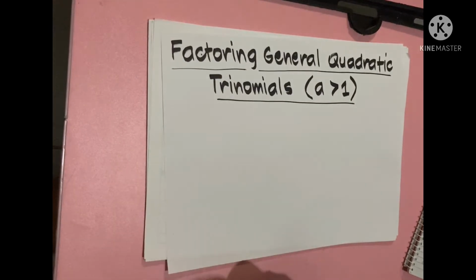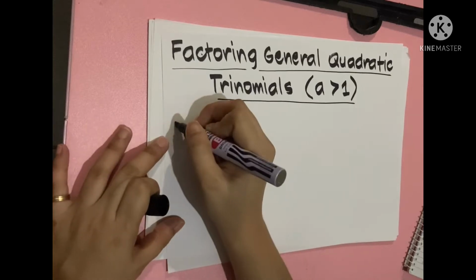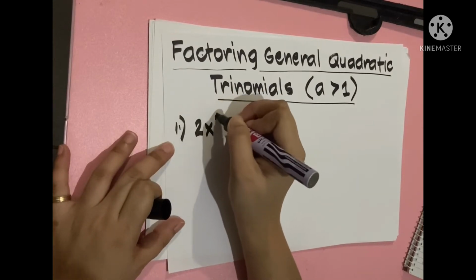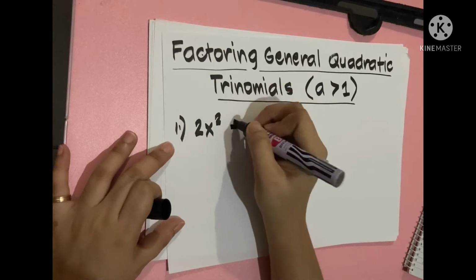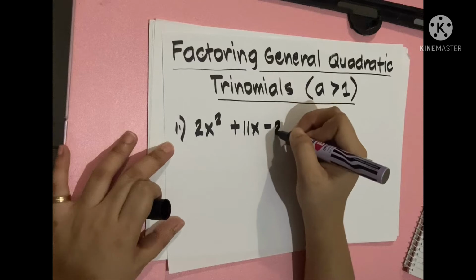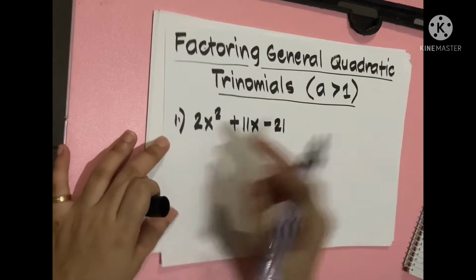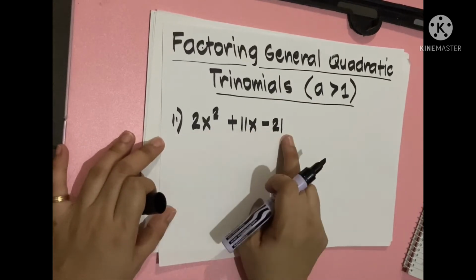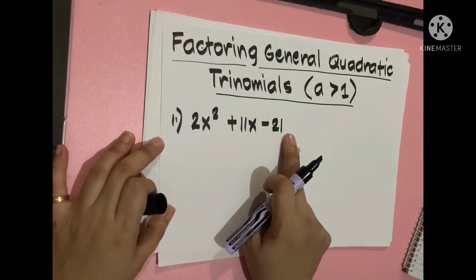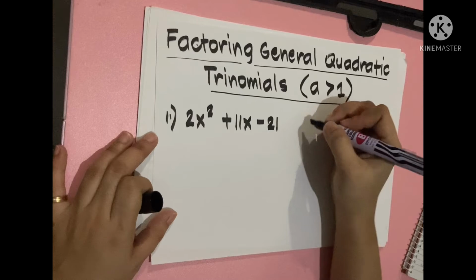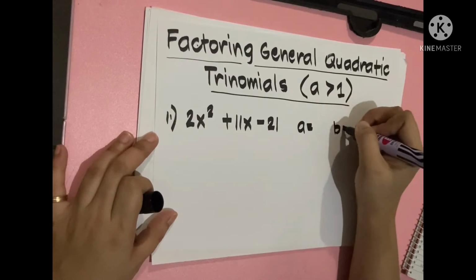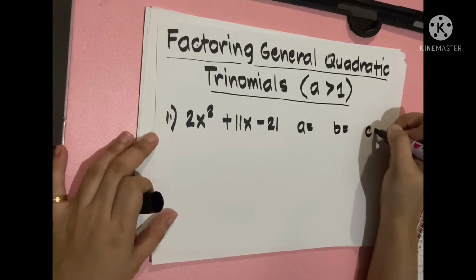So, for example, I have here 2x squared plus 11x minus 21. So, as you can see, meron tayong tatlong numbers. Positive 2, positive 11, and negative 21. So, i-identify natin kung sino si A, kung sino si B, at kung sino si C.